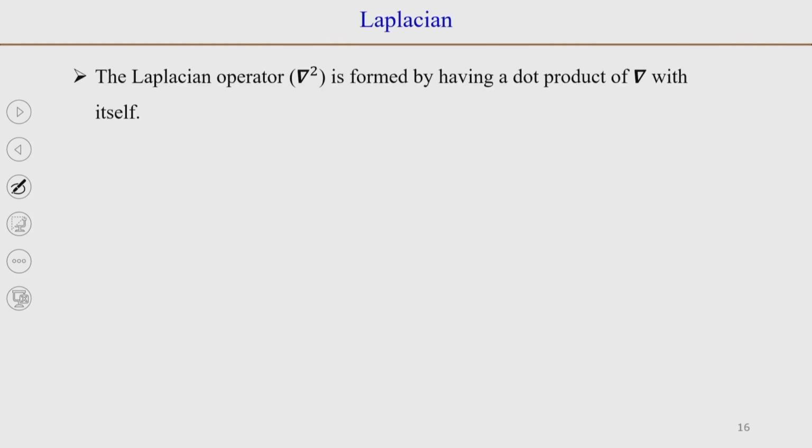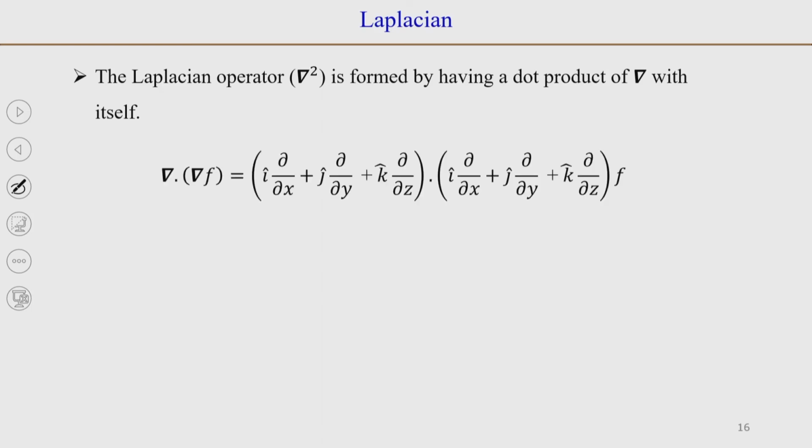Now, we can have another operator which you would have studied in mathematics already, which is called the Laplacian operator. If you take a dot product of the del operator by itself, then you will get a scalar operator which is del 2, as we pronounce it. So, del dot del f, if we do, then we can write in the expanded form i del by del x plus j del by del y plus k del by del z dot i del by del x plus j del by del y plus k del by del z operated over f.